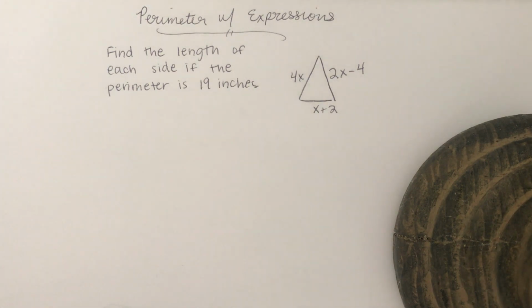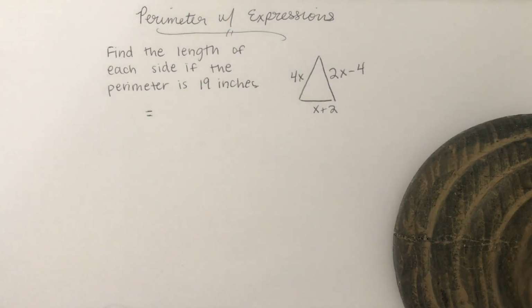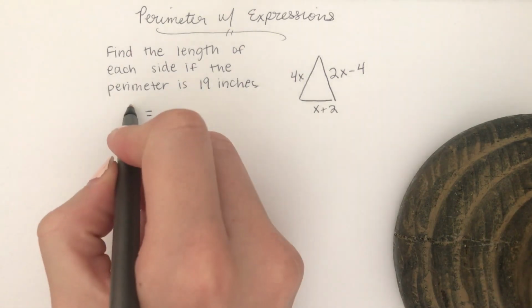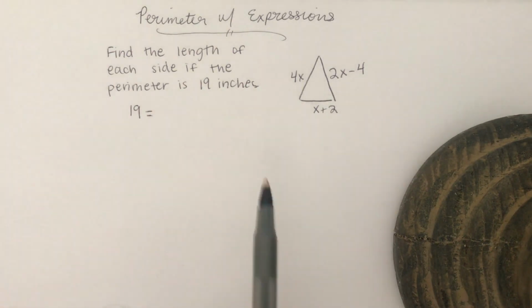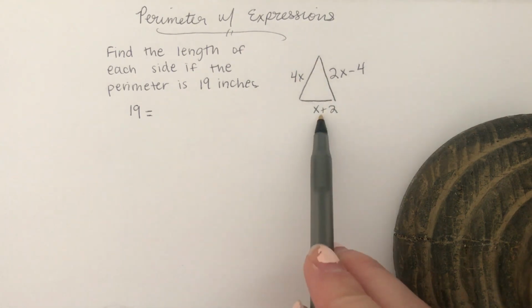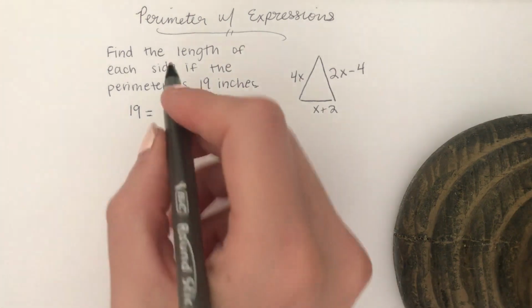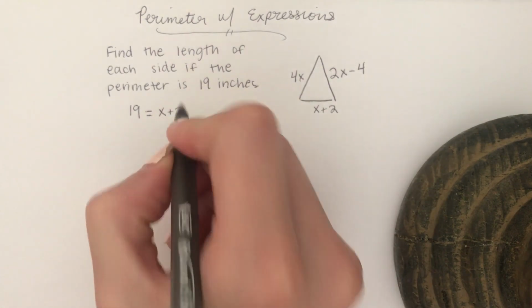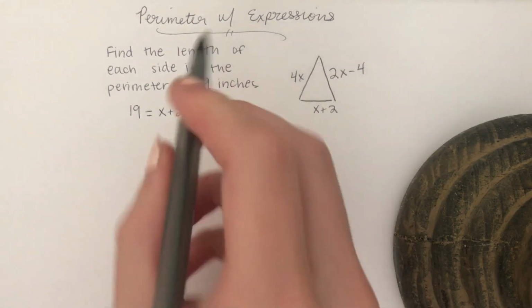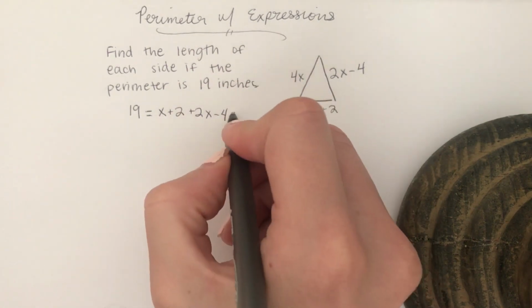Anytime we want to find a variable, we need to create some sort of equation setting two things equal to one another so that we can solve for x. And in this case, we're given the perimeter, so I'm going to say 19 equals. And again, if perimeter is adding up all the sides or finding that total distance, I'm going to take what I'm given and add them up. So for example, this bottom side, the base of this triangle here is x plus 2. I'm going to add that to another one of the sides, 2x minus 4. And then I'm going to add it to the final side, 4x.